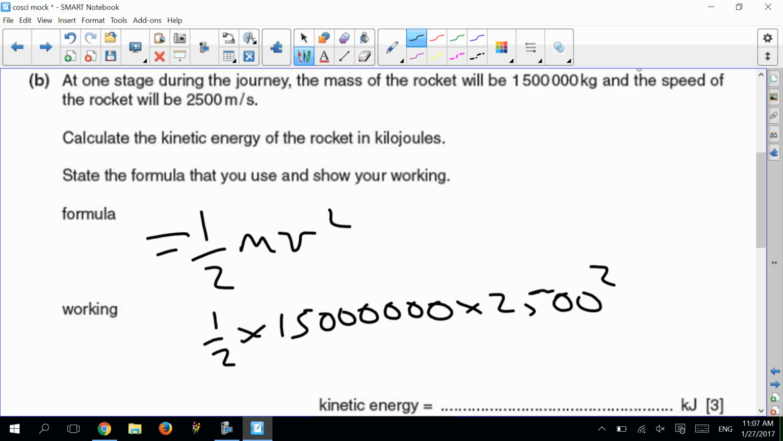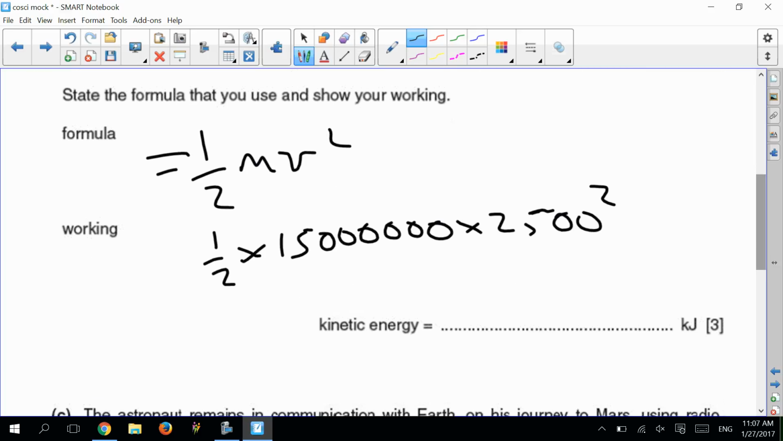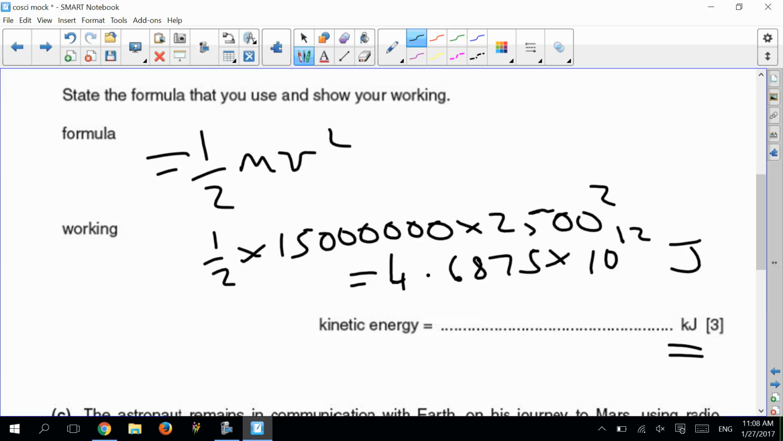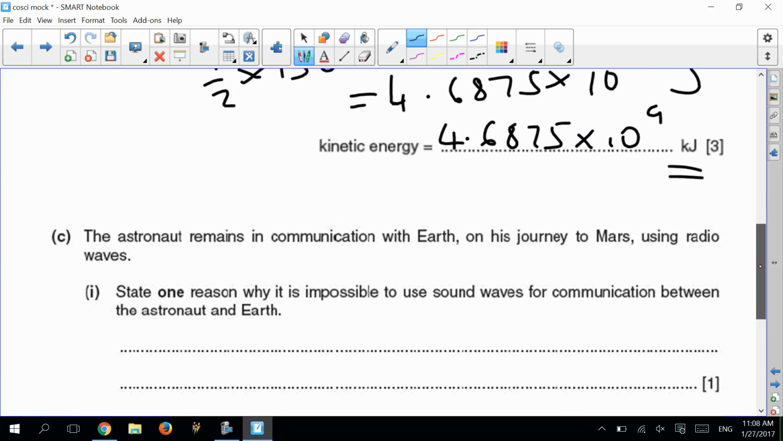Okay, and that on your calculator will give a value of 4.6875 times 10 to the 12. Okay, but because this answer is in joules and it says give the answer in kilojoules, the actual answer is 4.6875 times by 10 to the 9 kilojoules. Okay, because a kilojoule is 1,000 joules.